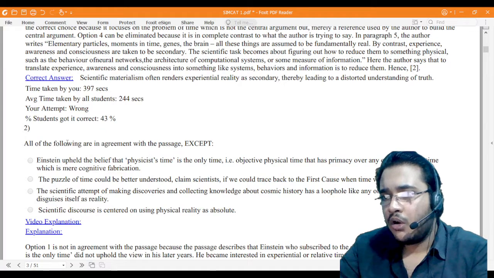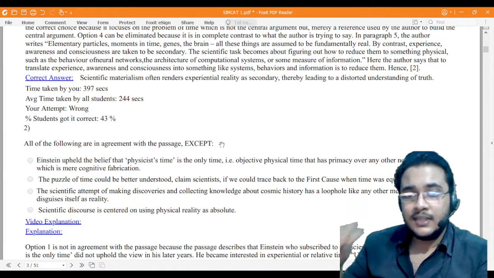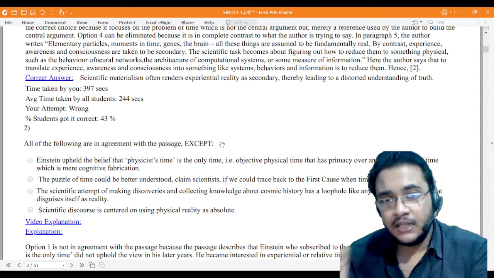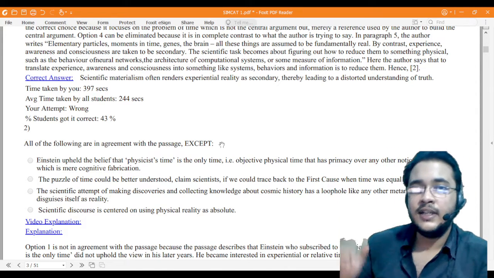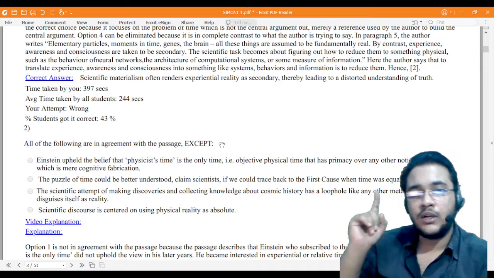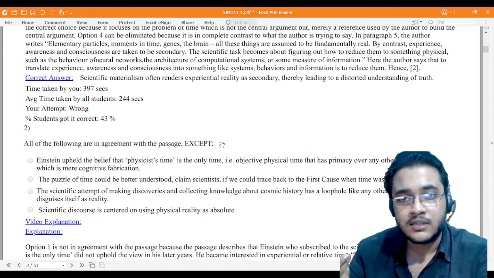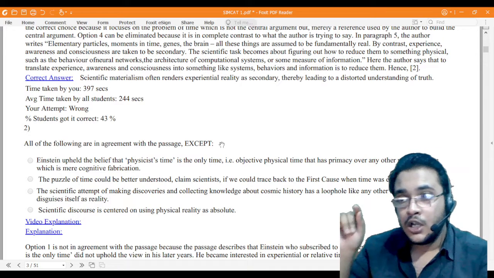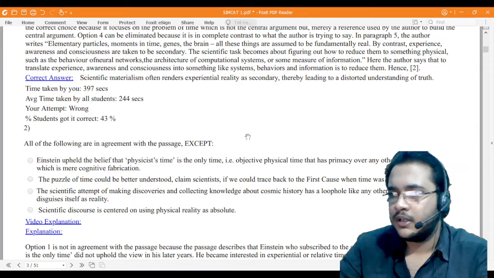Question number 2 is, all of the following are in agreement with the passage except. Understand that you need to understand the passage really well. You cannot be like, I'll read the options and then I'll go back to some particular passage and then I'll answer it. No, you have to understand the passage. So this is again not a direct question, an infer type question.